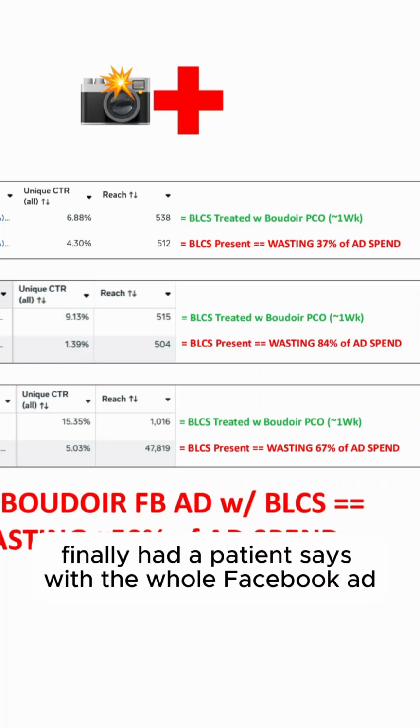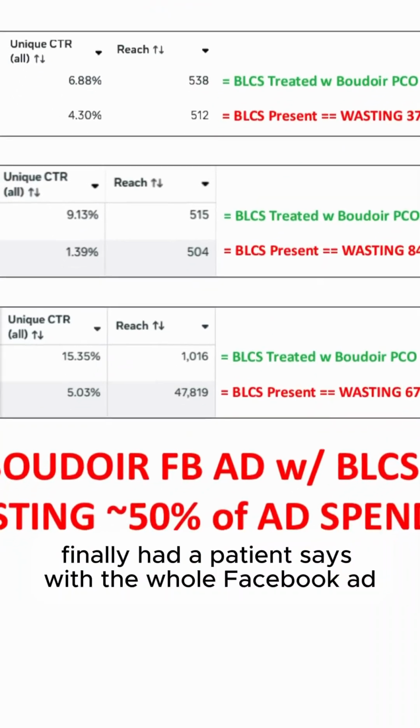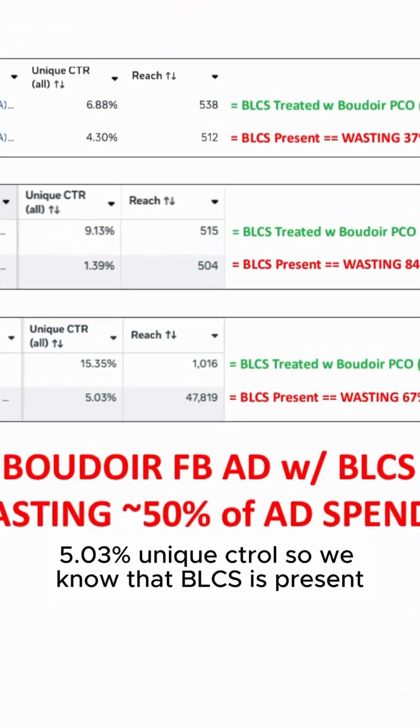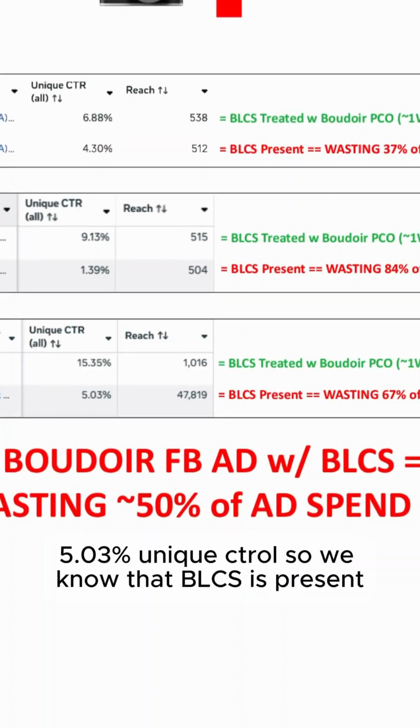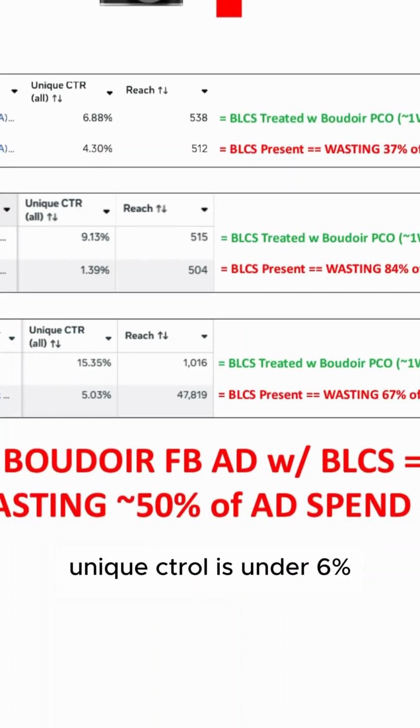Finally, had a patient, says Boudoir Facebook ad, 5.03% unique CTR. So we know that BLCS is present. Unique CTR is under 6%.